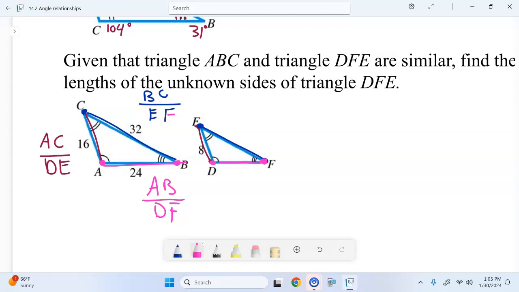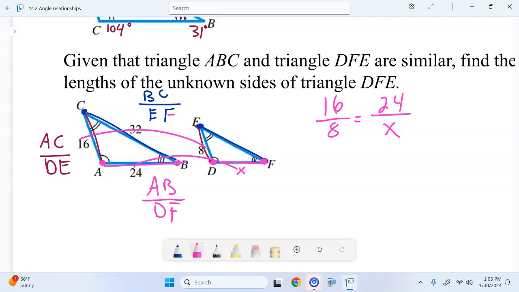So we'll start with AC over DE because we know side DE. All right? So we have 16 over 8. And then let's do DF. So DF and AB are the ratio. So 24 has to be proportional with DF. Let's use a variable just to make it a little bit cleaner. Let's label this side X. The ratio of 16 over 8 has to be equivalent to 24 over X. What can I do to solve for X?